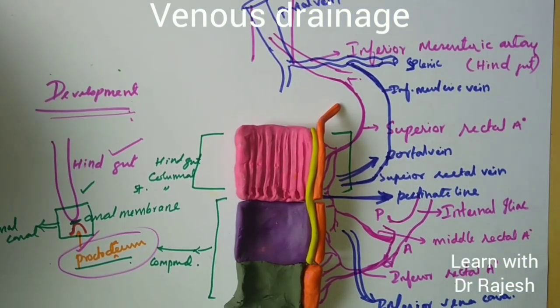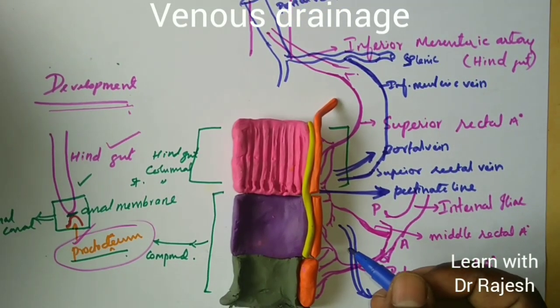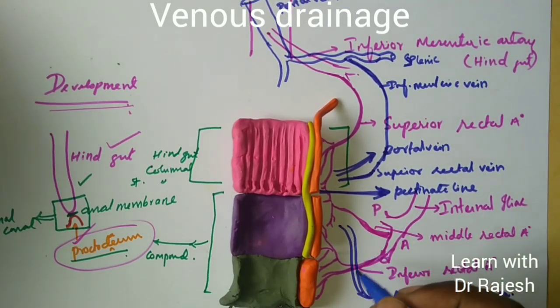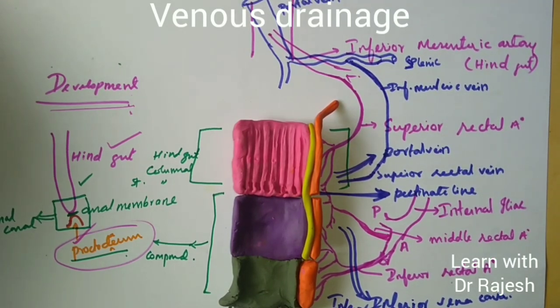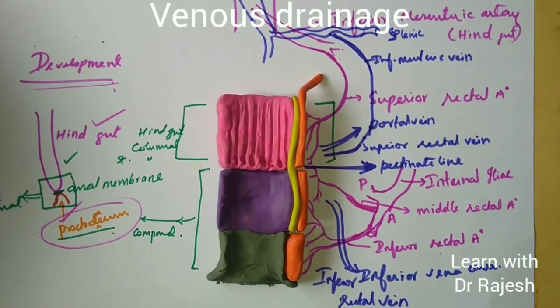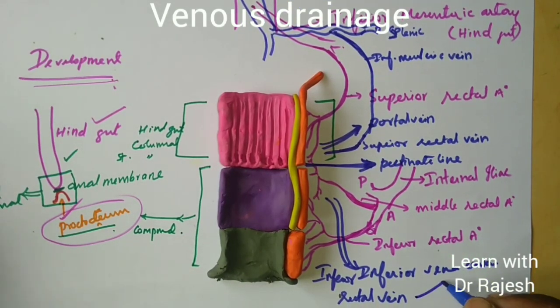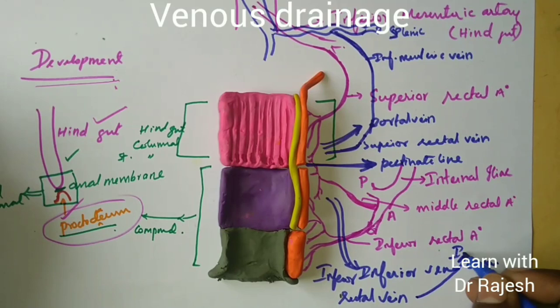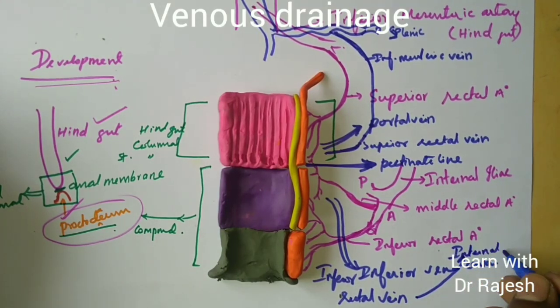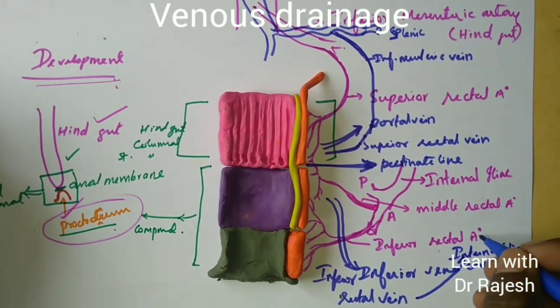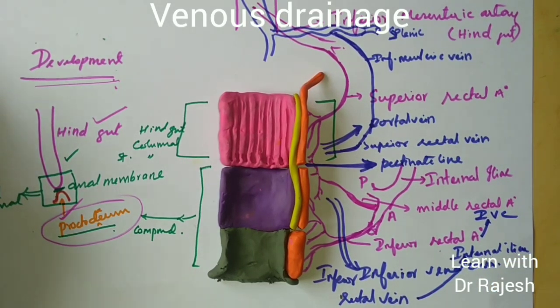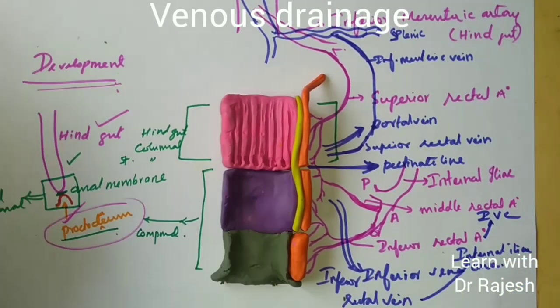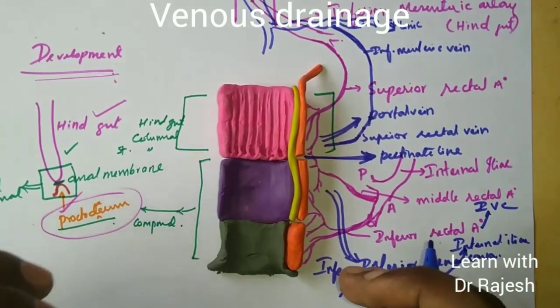Below the pectinate line, it is drained by the inferior rectal vein, to reach the internal iliac vein, and from there to the inferior vena cava. That is the venous drainage of the lower part.